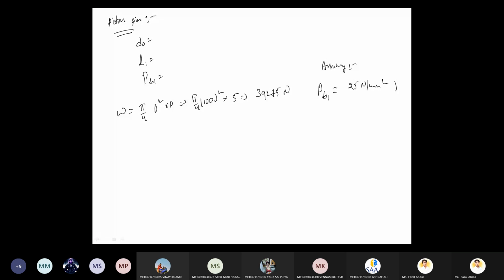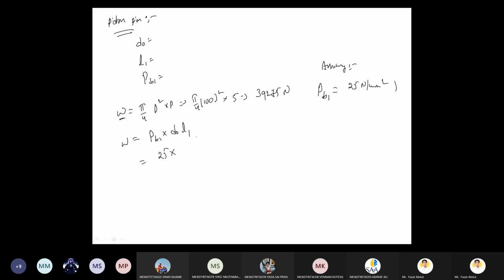Now this load acting on the piston is distributed over the piston pin. Because of that, the piston pin is subject to the bearing pressure, another load acting on the piston pin, that is bearing pressure into area. What is the area here? D naught into overall length L1, the overall length of the piston pin. So 25 into D naught into L1.